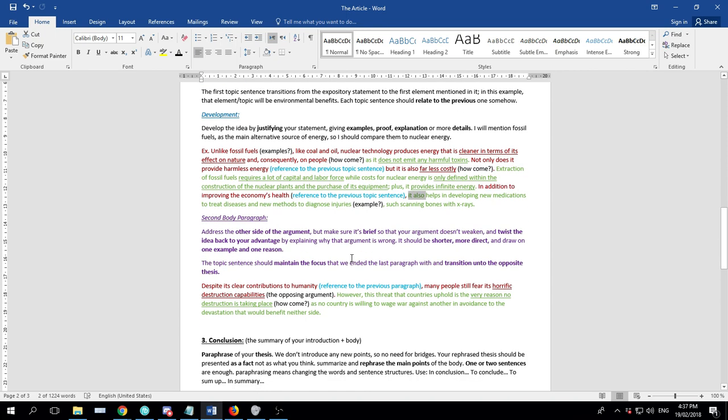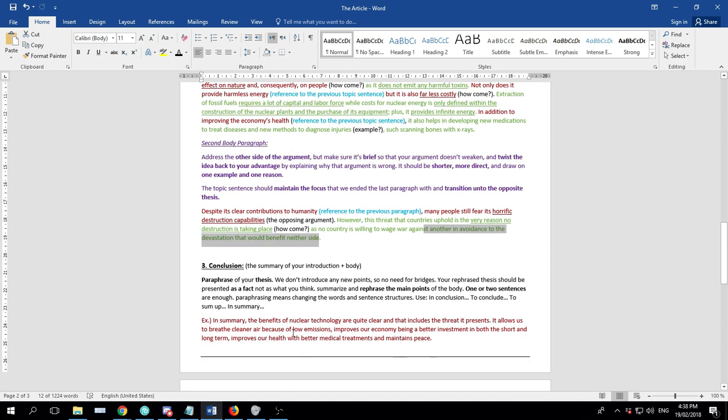The second body paragraph should address the other side of the argument and should be brief, as I said, one to two ideas, so that it wouldn't weaken your argument, and make sure you can twist it to your advantage, as I have said here. The topic sentence here should refer to the previous paragraph: despite its clear contributions to humanity, many people still fear its horrific destruction capabilities. This is the transition onto the opposite thesis. Now we develop this by countering it, as I have shown here: it's the very reason no destruction is taking place. Why? By saying that no country is willing to wage war against another.